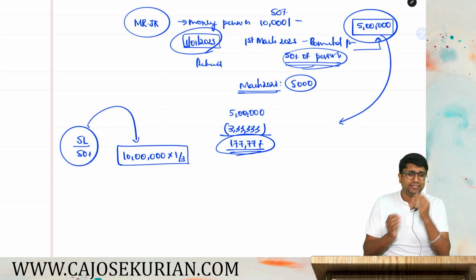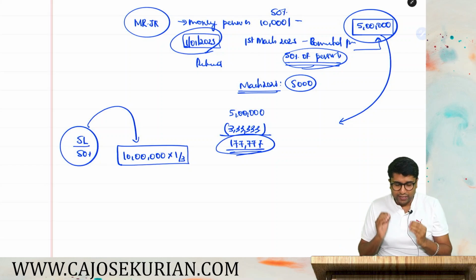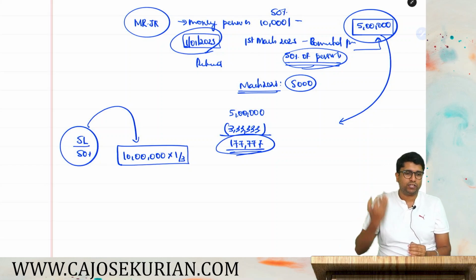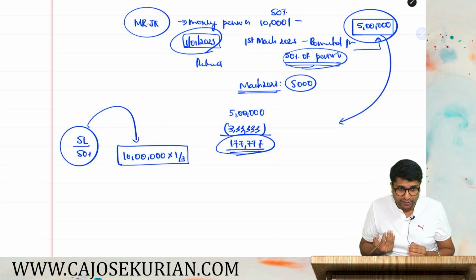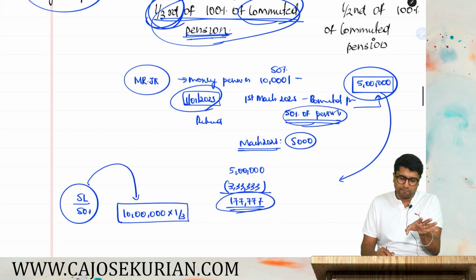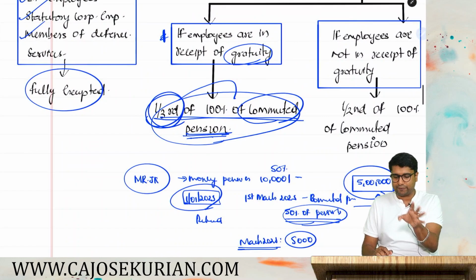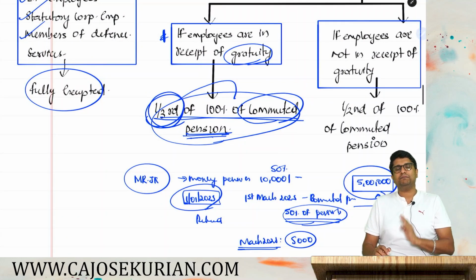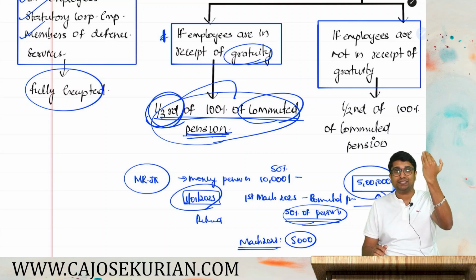So friends, please listen, it is very simple. If you are an employee who has commuted the pension and you are in receipt of gratuity, how do we compute the exemption for that employee? Very simple. You check whether the employee is in receipt of gratuity. If yes, then the exemption shall be 1/3 of the pension that he would have received had he commuted his entire pension.